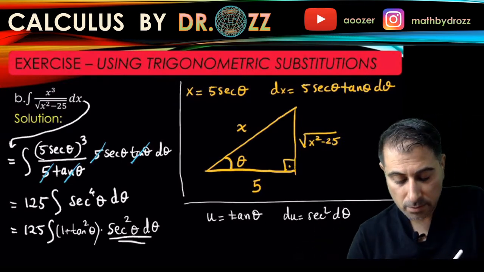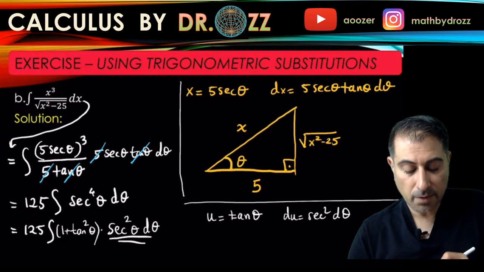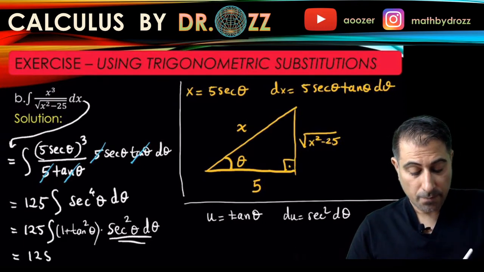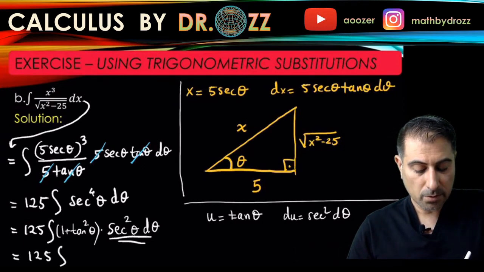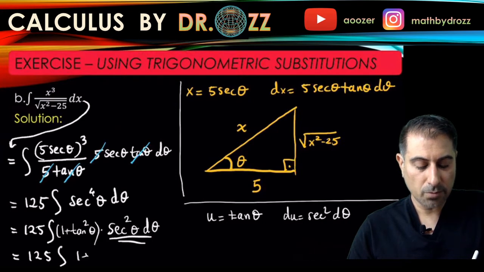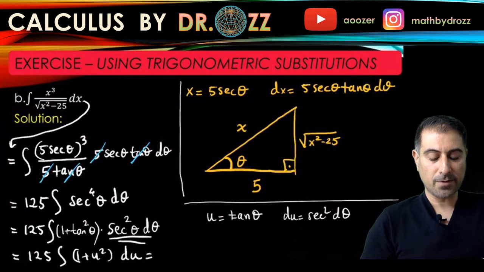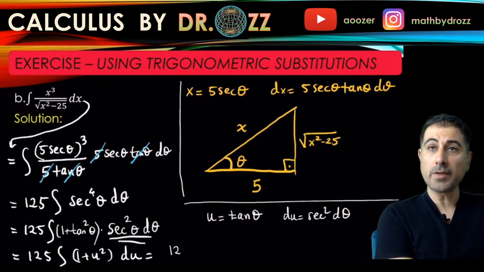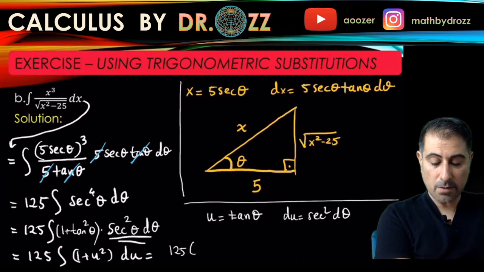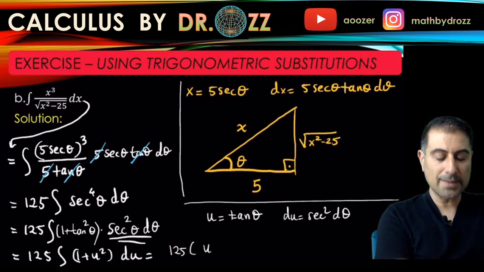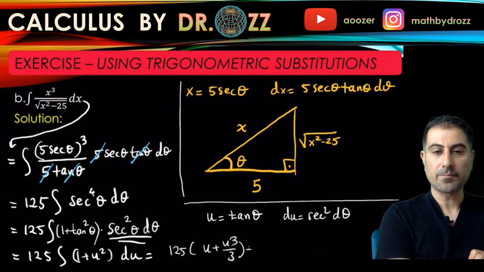Okay, so this is equal to 125 times, in the new variable, the integral of 1 plus u squared du. So now this is a relatively easier integral to take care of. In fact, this is just the use of the power rule for integration. So it's u plus u cubed over 3 plus c. Okay. So now we have to backtrack everything.